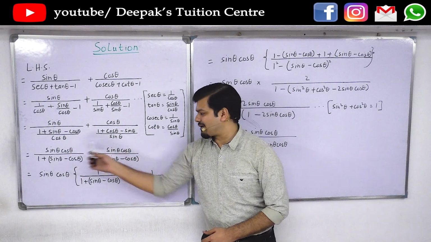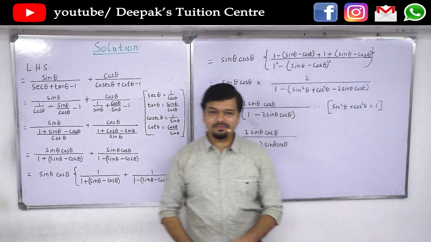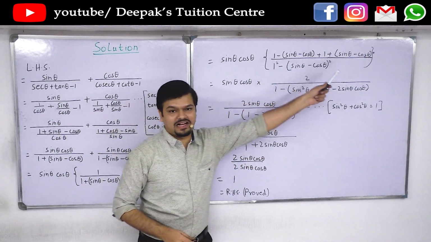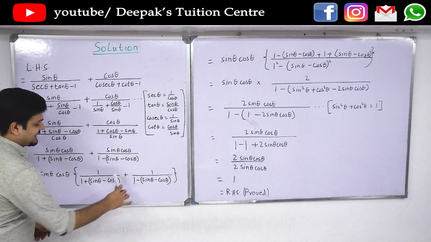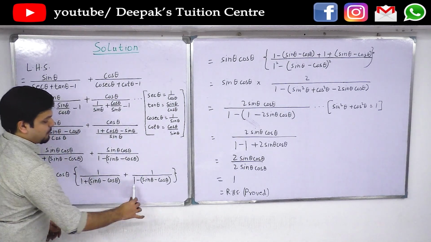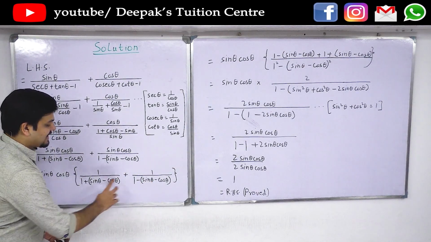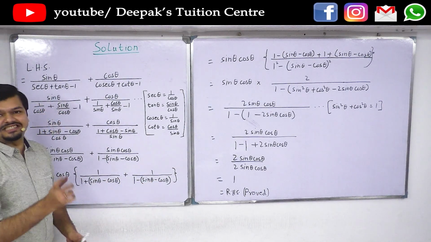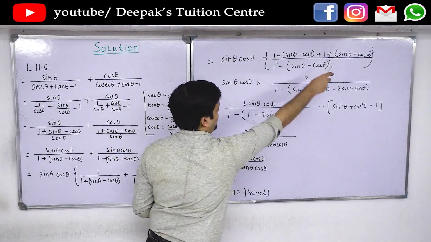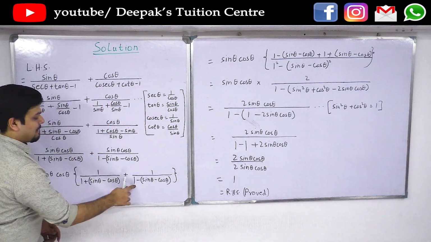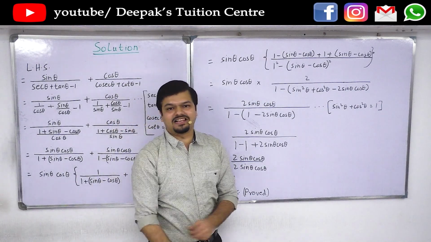Now I take sin theta cos theta common just for easiness and copy the rest thing down. Now I take LCM of the fractions in the bracket. I have 1 plus sin theta minus cos theta into 1 minus sin theta minus cos theta in the denominator. That is (a plus b) into (a minus b), that is a square minus b square. So 1 square minus (sin theta minus cos theta) whole square, and 1 minus sin theta minus cos theta plus 1 plus sin theta minus cos theta.